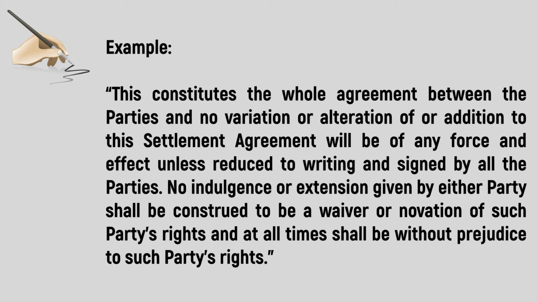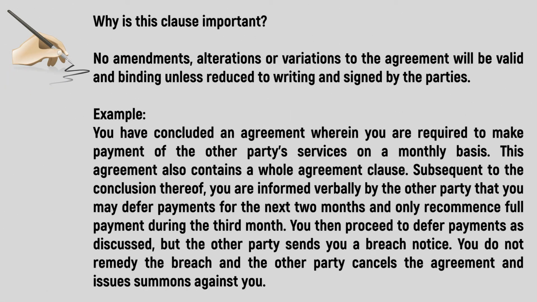No indulgence or extension given by either party shall be construed to be a waiver or novation of such parties' rights, and at all times shall be without prejudice to such parties' rights. Why is this clause important? The main reason why this clause is important is due to the fact that no amendments, alterations, or variations to the agreement will be valid and binding unless reduced to writing and signed by the parties.